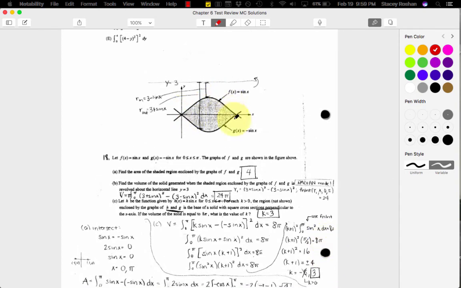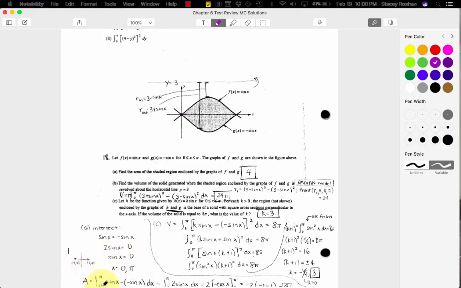Here f of x is sine x and g of x is negative sine x. And so they're asking us to first find the area of the shaded region enclosed by these two graphs. So clearly the f graph is on top. So I'm going to do the integral from 0 to where do the two things intersect? So where does sine x equal negative sine x? Well, if I solve 2 sine x equals 0, sine x equals 0, where does sine x equal 0? Sine x is 0 when the y coordinate is 0. That happens at 0 and at pi.